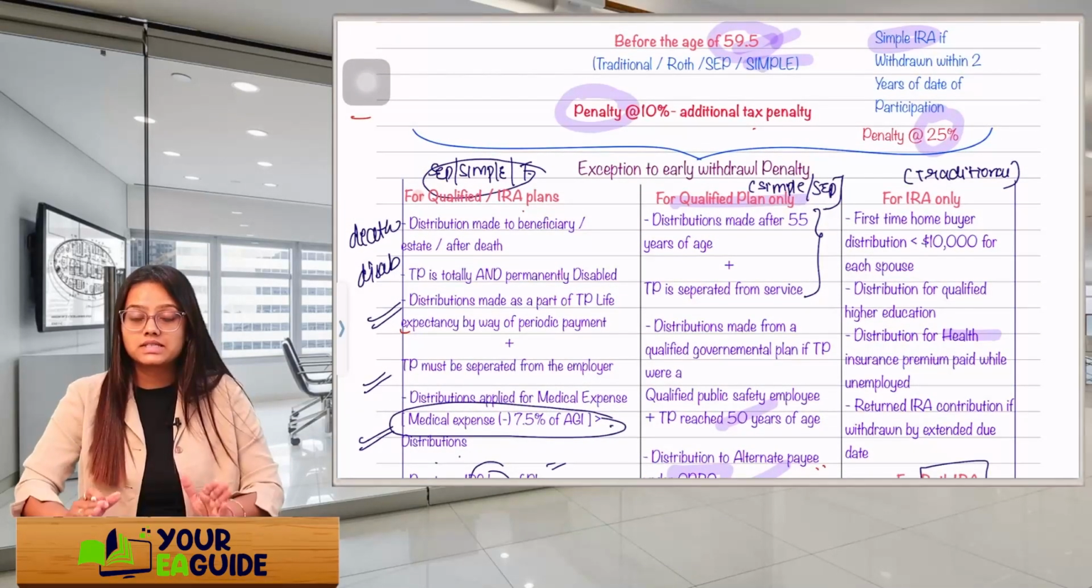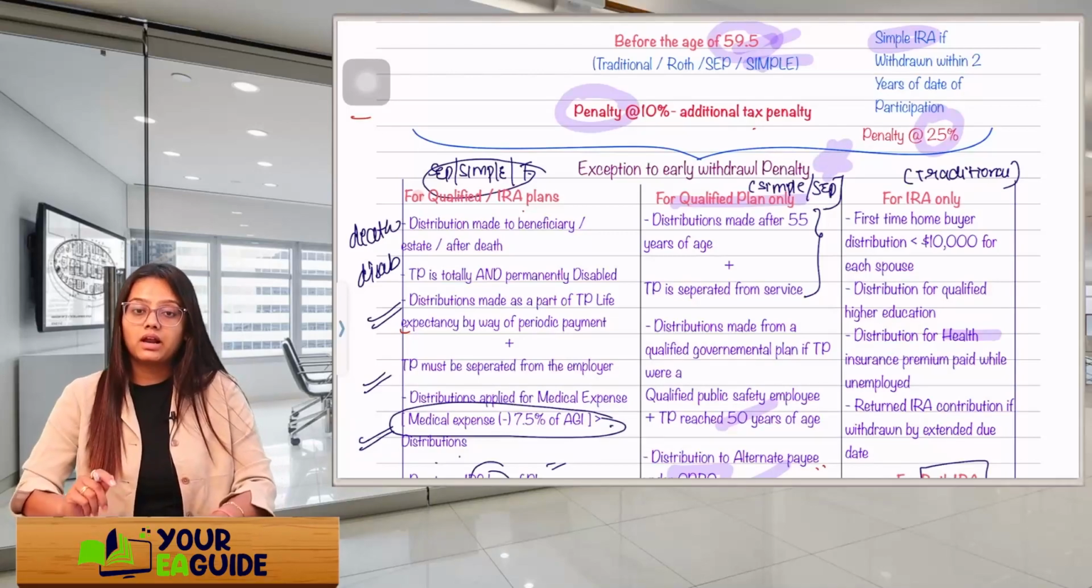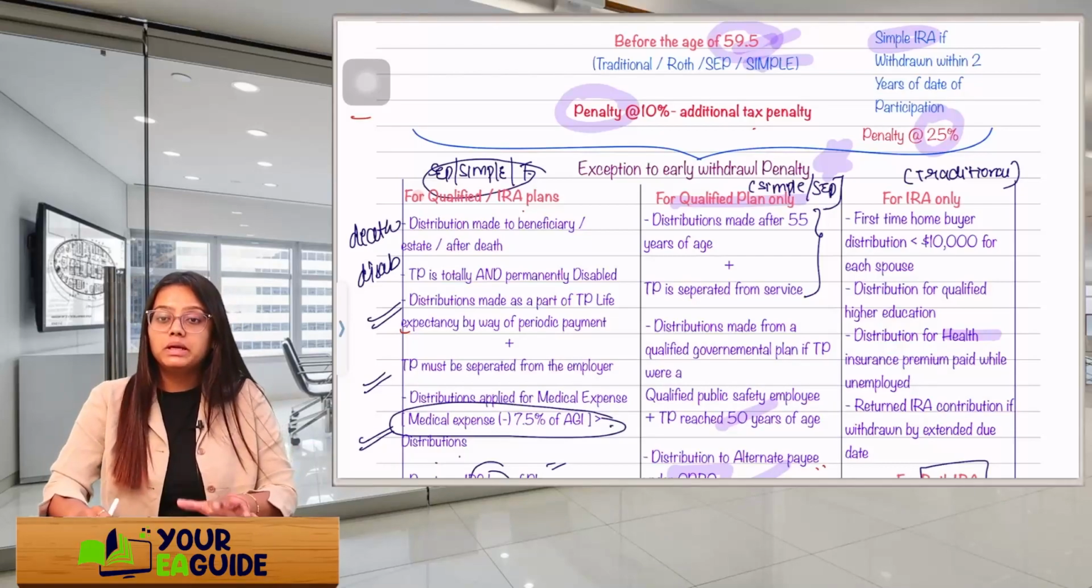These are just the exceptions for early withdrawal penalty, and this is the most important topic. They can ask you indirectly from any situation, any of the scenarios. So be prepared for all the criteria and scenarios very well.